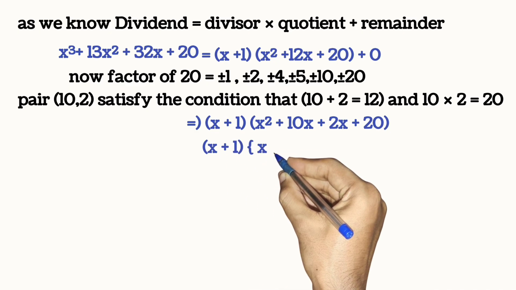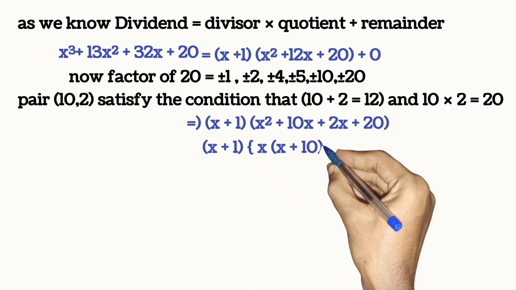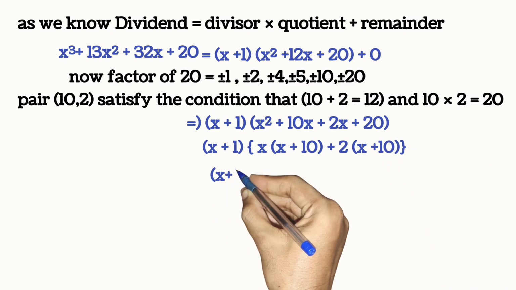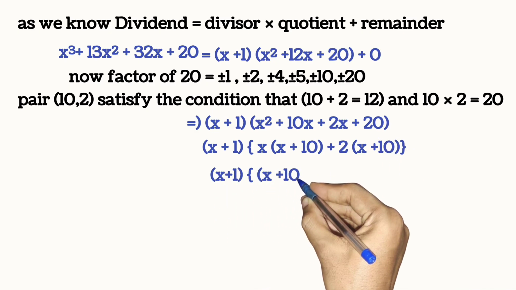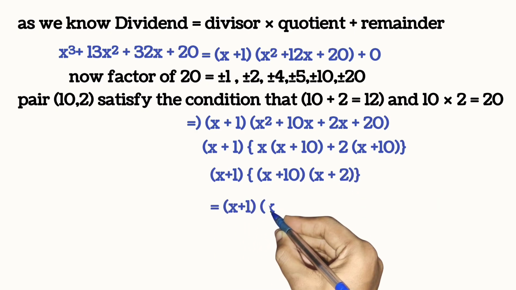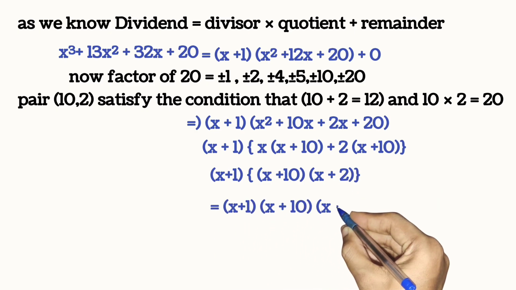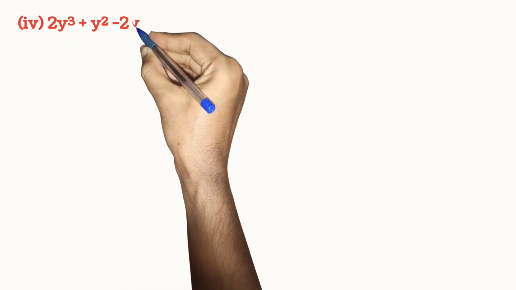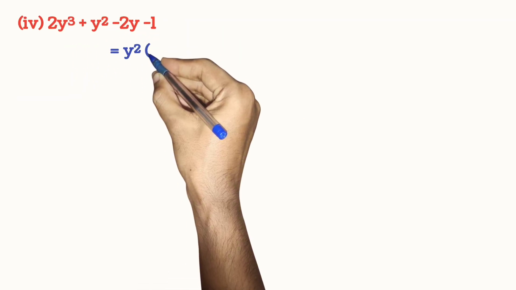Now taking x as common, we get x plus 10, and taking plus 2 as common, we get x plus 10. Now x plus 10 taken common, we get x plus 2. Then x plus 1 into x plus 10 into x plus 2. These are the factors.